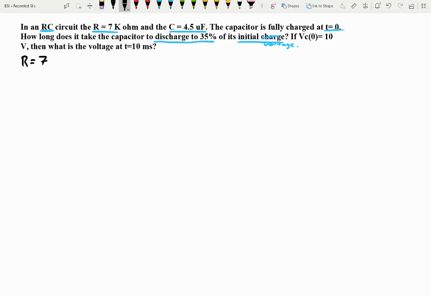So R is equal to 7 kiloohms, C is equal to 4.5 microfarads, VC of 0 is equal to 10 volts. And we see the word discharge in there. So discharge, that means that if we let it discharge all the way to infinity, that will equal 0 volts. Our time is equal to 10 milliseconds.